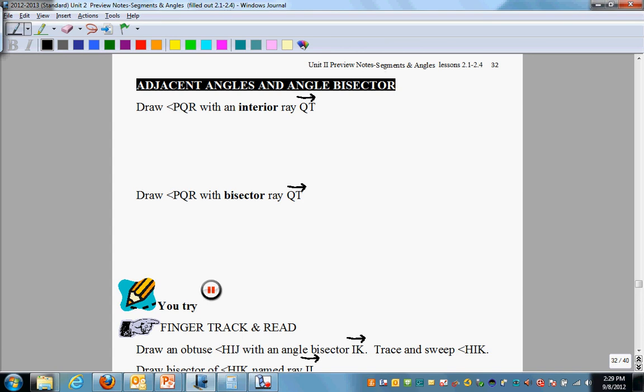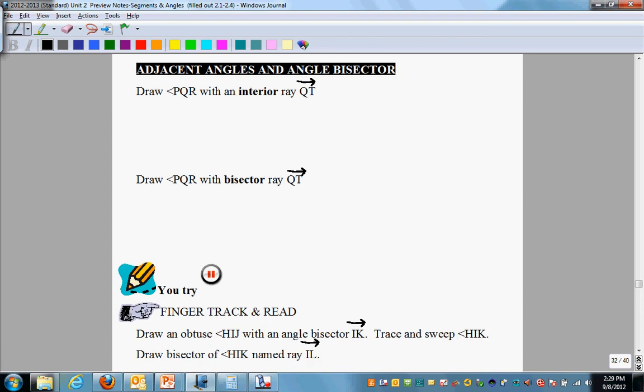So there's a difference between adjacent angles and something that has an angle bisector. Here it says draw an angle PQR, underline that, with an interior ray QT. Circle Q. Q's your vertex. Ready? Let's try that. It says PQR, so Q's our vertex.